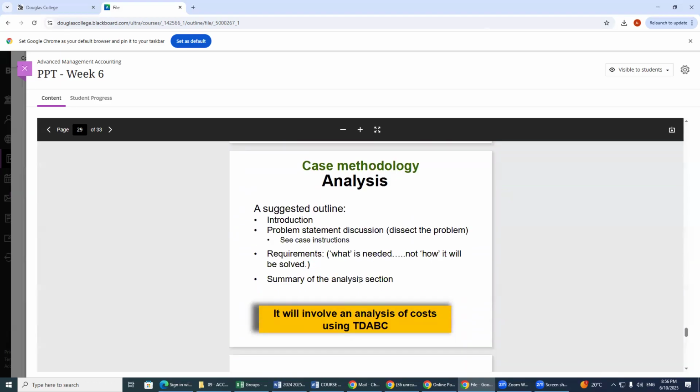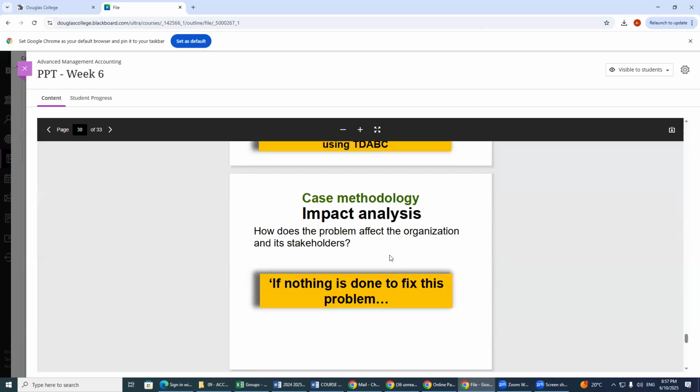Suggested will be an introduction, and the problem statement will be the company losing money. Requirements will obviously be to solve the problem. And then you're going to introduce this time-driven activity-based costing. Technically, before you go any further, I have a suggestion for you. Why don't you use a time-driven activity-based costing system? The next question is, what is this system? Then you come in and start explaining what it is.